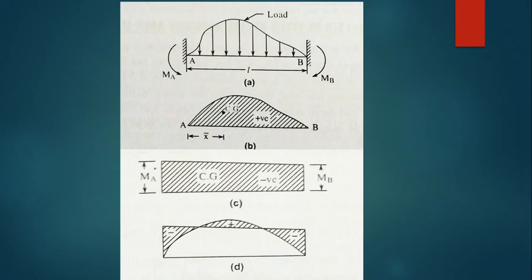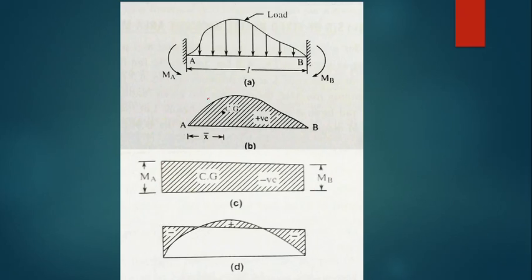And now fixed end moments MA and MB are generated. This is actually the fixed end moment diagram, a simply supported beam with only couples, that is, fixed moments applied at MA and MB without any other load. If you draw the bending moment diagram, it will be like this.